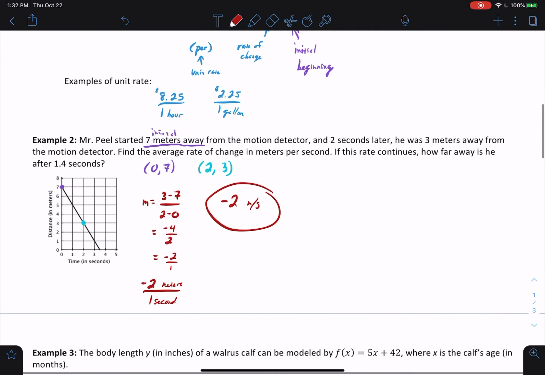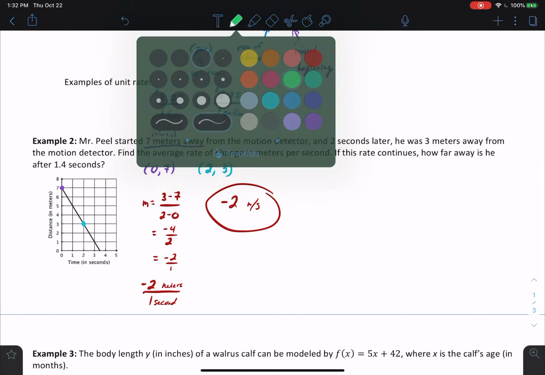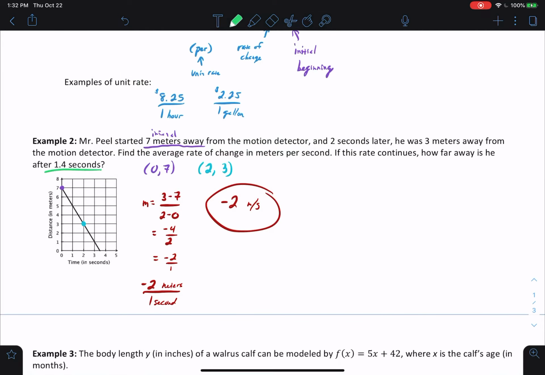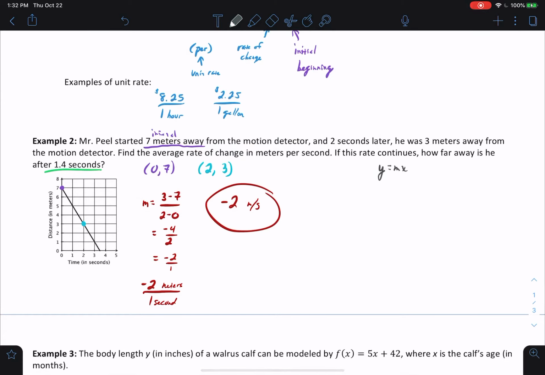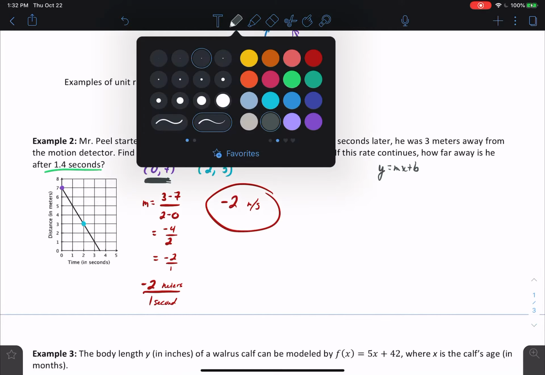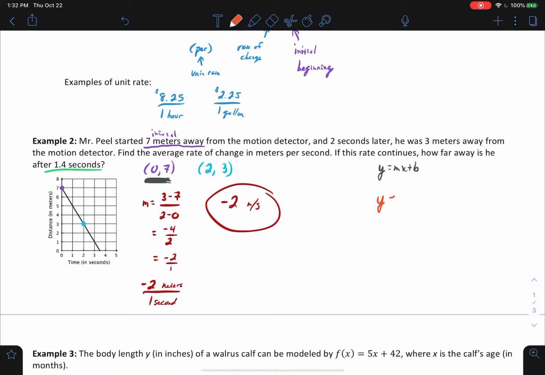Okay, now when it's asking how far away was he after 1.4 seconds, we actually want to figure out what is the equation of this line. What equation represents this situation? So we start with y equals mx plus b. We know the slope, and guess what? We know the y-intercept. We know where this started. Okay, so the equation of this line is going to be y equals negative 2x plus 7.